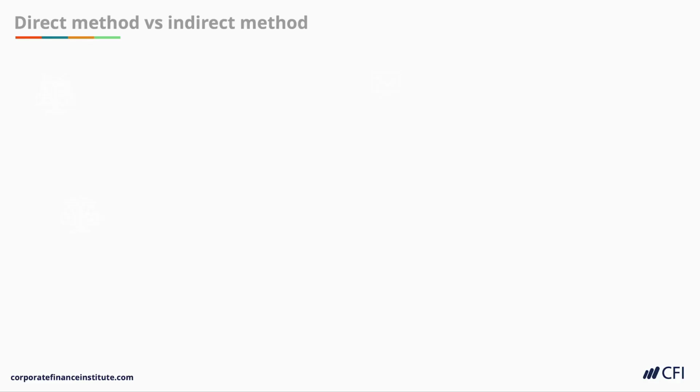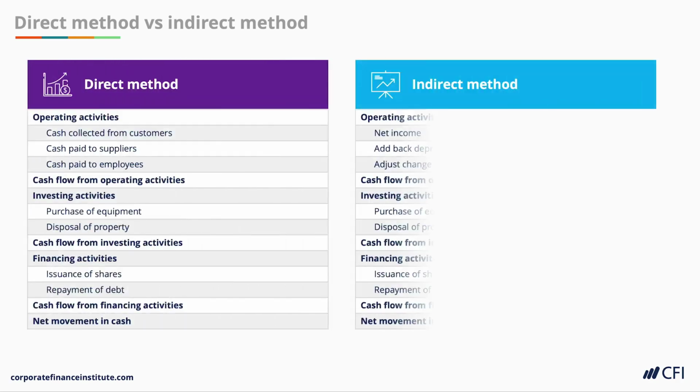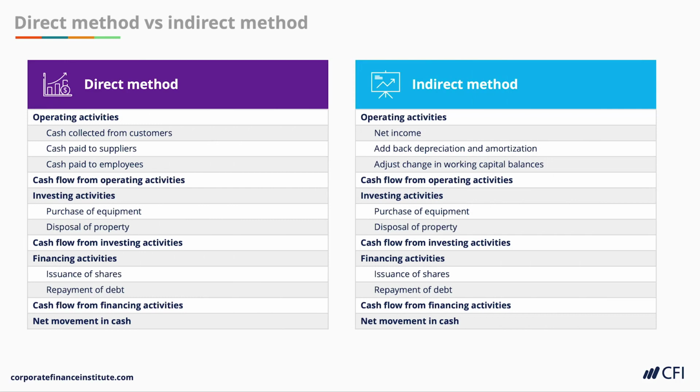The statement of cash flows can be prepared two different ways. It can be prepared using the direct method or by using the indirect method. The difference between the two methods is in how the cash flow from operating activities are derived. Regardless of which method is used, the results in cash flow from operating activities will be the same.